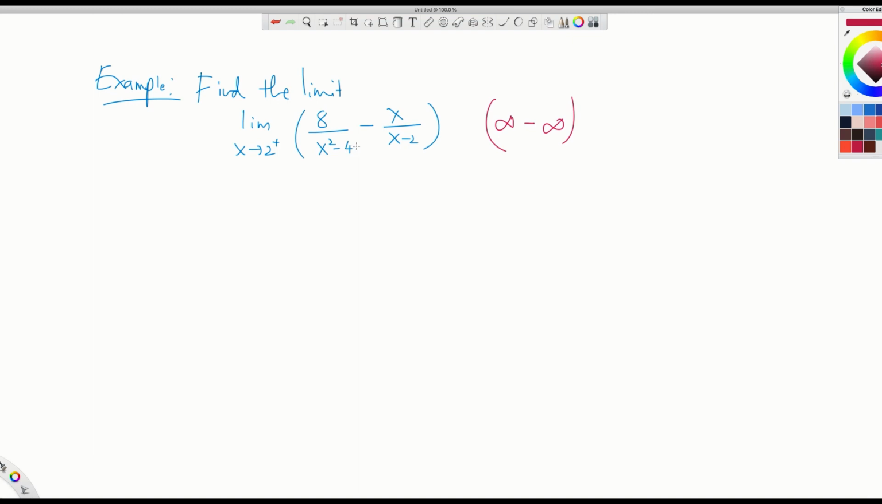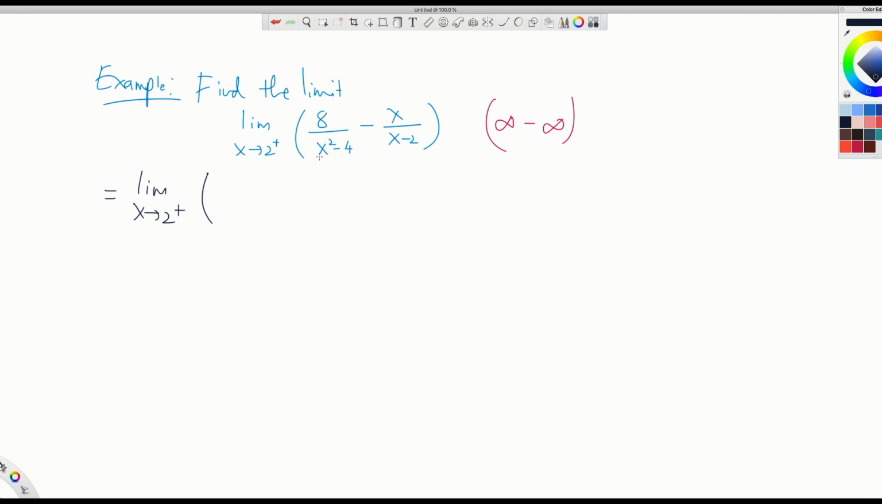If you get an indeterminate form again, you will get 0 over 0 or infinity over infinity, and we use L'Hopital's rule, okay? Let's do that. So equals the limit x tends to 2 plus. I want to combine those two fractions, okay?